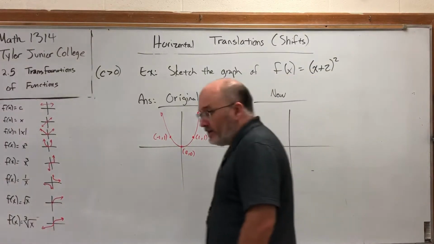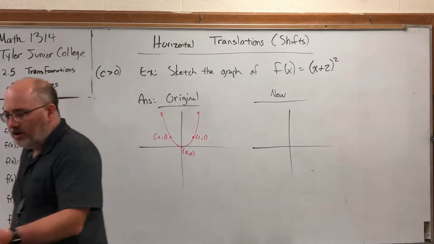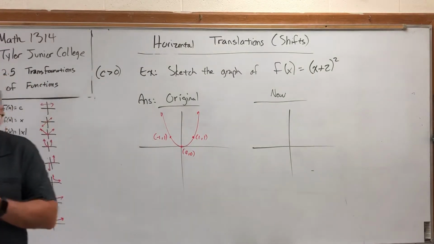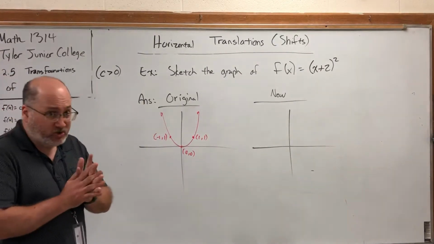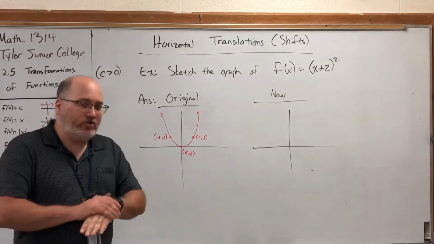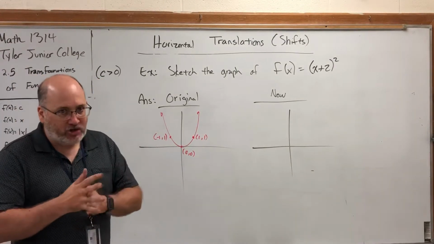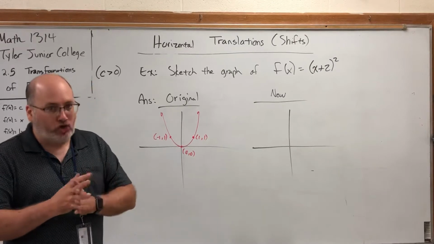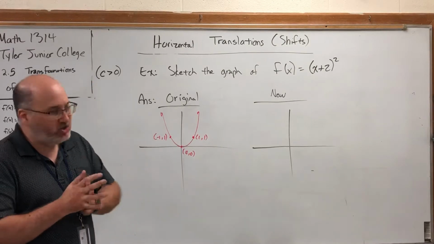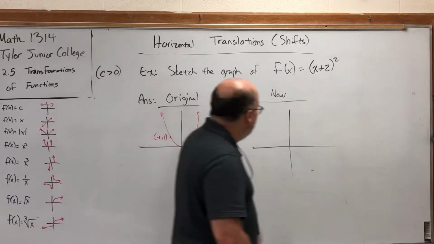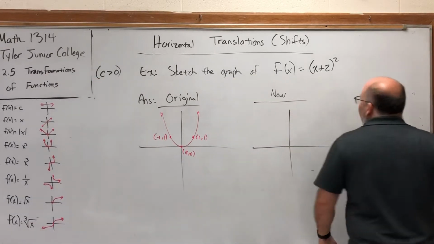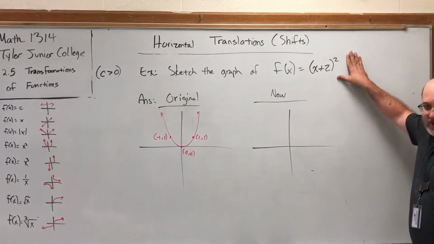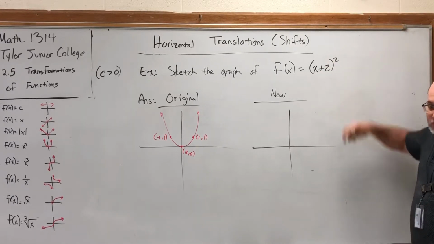I will tell you that it is still addition and subtraction, but unlike a vertical translation, to invoke a horizontal translation on a function's graph, you don't add or subtract at the end of the function, you add or subtract inside the function directly onto the x. For example, f of x equals quantity x plus 2 squared. Now this plus 2, if it were over at the end, the graph moves up 2, end of story.